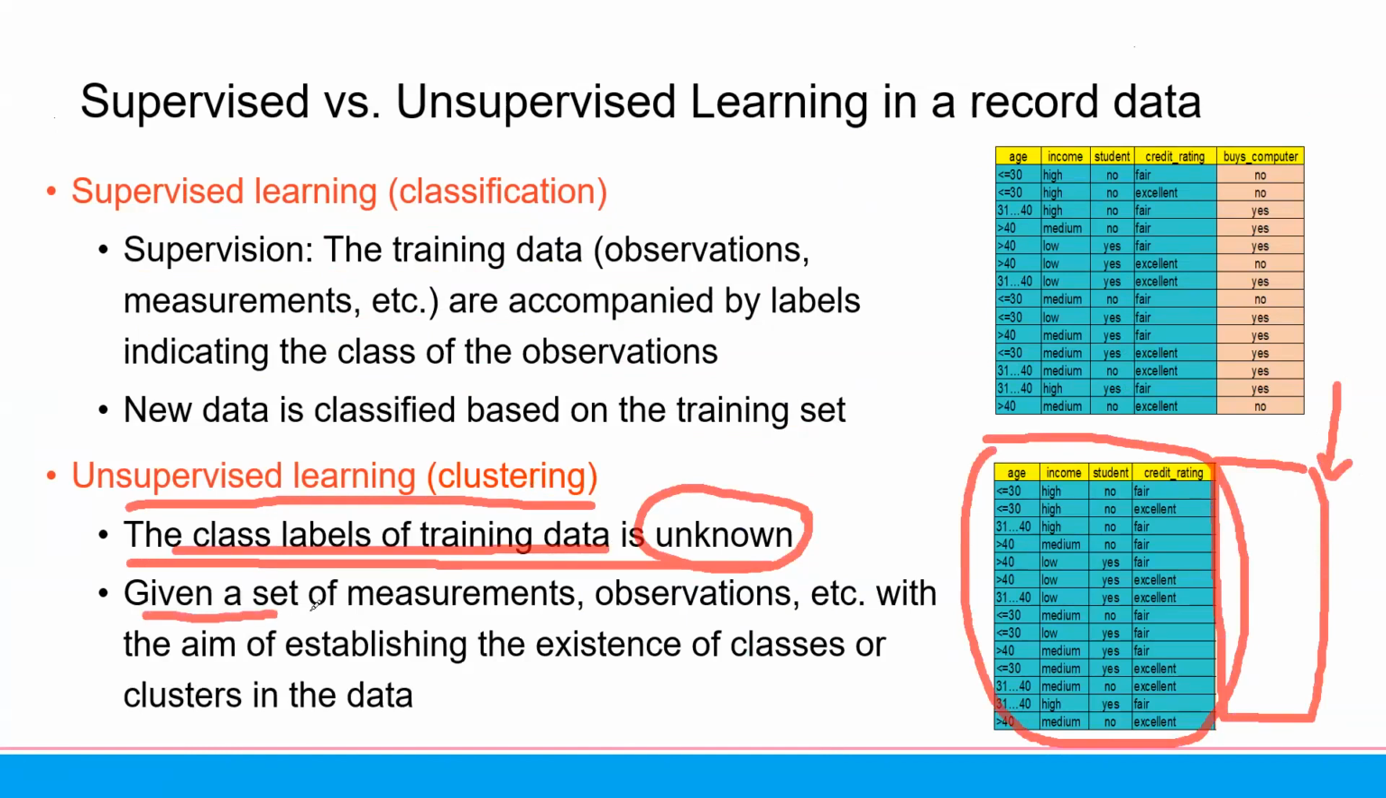Given a set of measurements or observations, the aim is to establish the existence of classes or clusters in the data. So I can check whether the people with this attribute are similar. 30, 30, yes, they are similar. Maybe they are similar in the other attributes too, so we can check the similarity in the other attributes. So we can just check the similarity, but there is no target. The target is unknown.